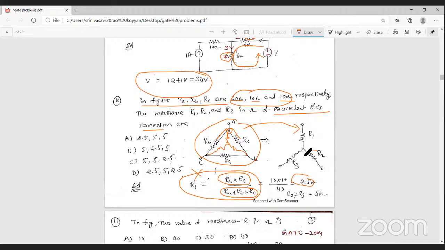Similarly for the R2 value. Here is the R2 resistance. This R2 resistance is connected at this node. At this node, what are the delta values? That is RA and RC. Then you take the product RA into RC divided by the total resistance. Then you get the resistance value 5. And similarly R3 also. So do you understand this one?